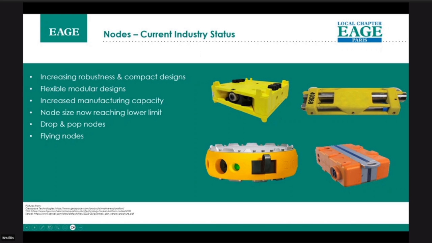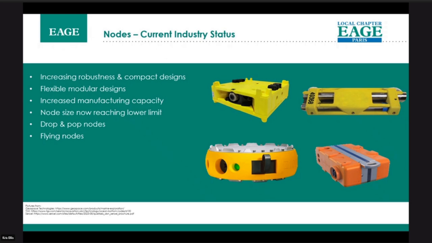I suppose I need to touch on drop pop nodes. These are still in development, although I believe Sercel has a pretty decent drop pop node. However, these require a dunker with an acoustic release mechanism on the chase vessel. They are invariably lost at sea, however, sometimes found. And I guess they're a viable solution, but only for a fairly small market because of their cost.